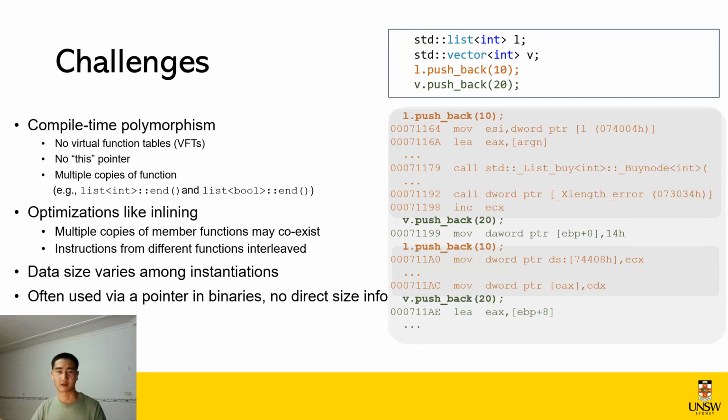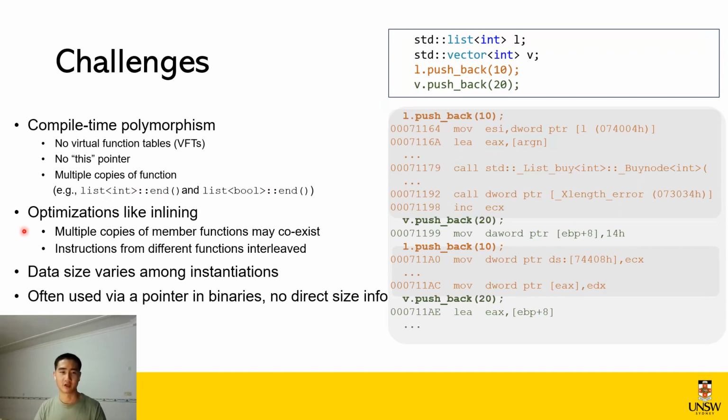What are the challenges here? First, template containers embrace compile-time polymorphism. So there aren't virtual function tables or this pointers. Some existing techniques don't apply here because they rely on that information. And multiple copies of a function may exist in the binary code. For example, for the end member function of list, if we instantiate it with int and bool, we may see two copies of this function in the binary program.